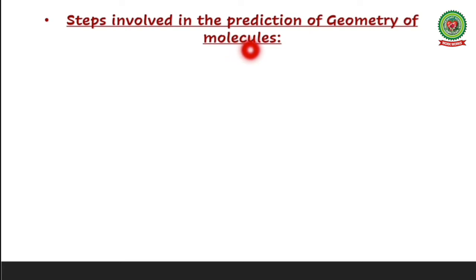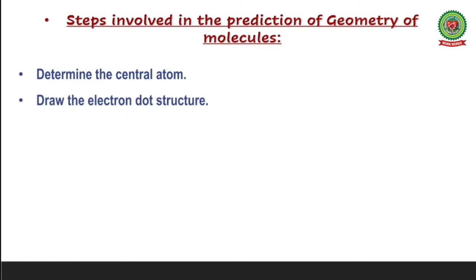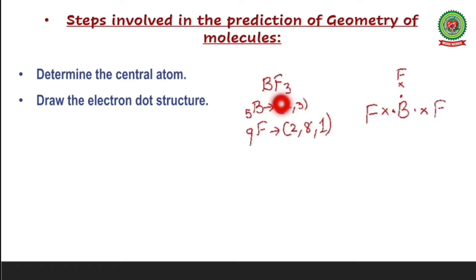Now, what are the steps involved in the prediction of geometry of molecules? If a number of molecules are given to us, then how are we going to predict what the geometry or shape of the molecule should be? The first step is that we should know which one is the central atom. Then draw the electron dot structure of that central atom, that means the atom with its valence electrons. Now, if it is BF3, 3 atoms of fluorine are attached to boron. That means boron is the central atom here.